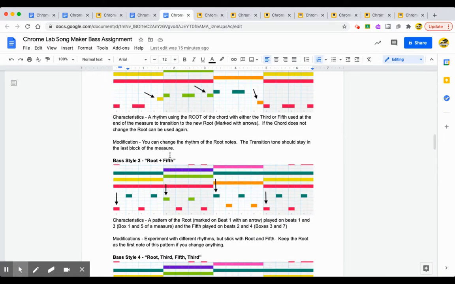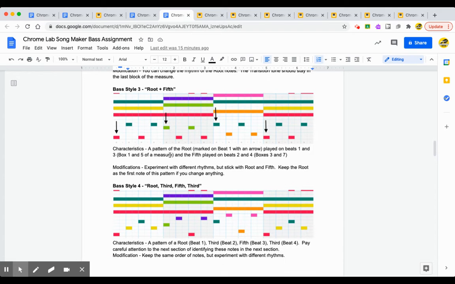The next one is going to be bass style 3. That is called root plus 5th. And for this, it's a pattern of a root. The root is marked with the arrow in each chord. Again, we'll talk about how you find that down below and identify that. And that's going to be played on beats 1 and 3, which is boxes 1 and 5 of each measure. And the 5th is played on beats 2 and 4, which is boxes 3 and 7.